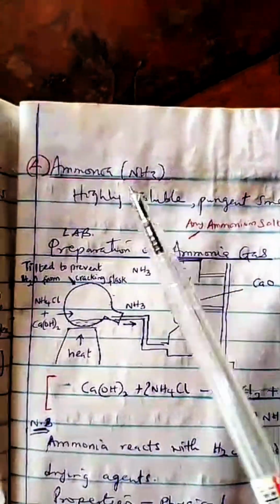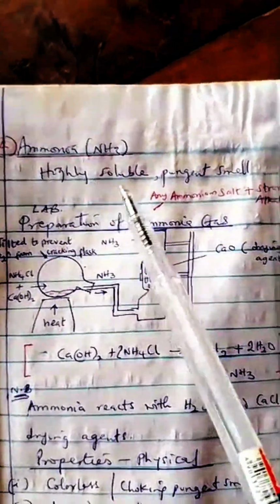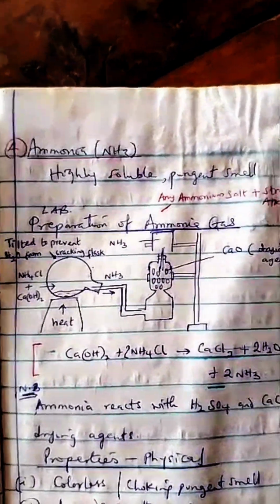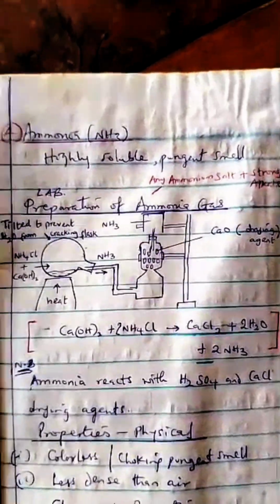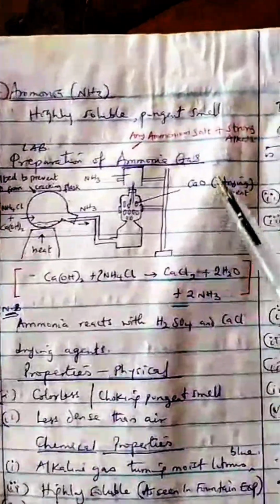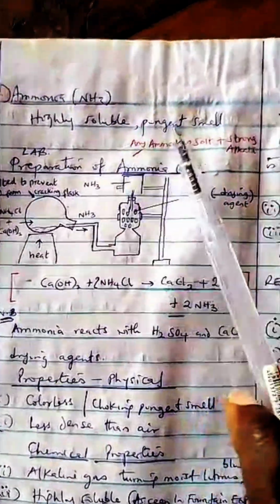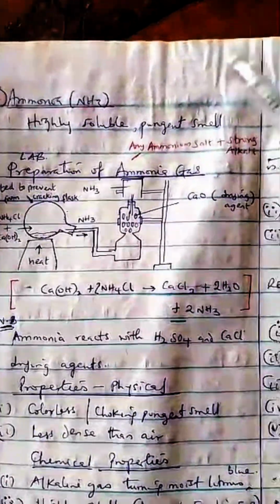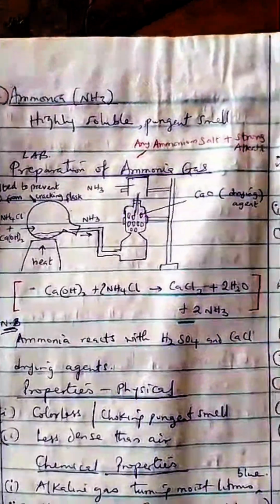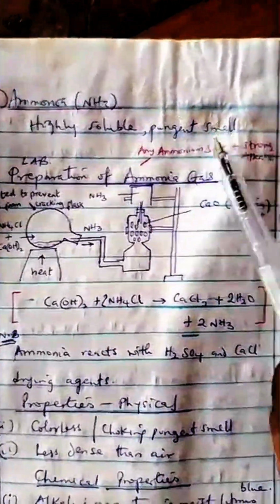Now let's look at another typical compound of nitrogen, which is ammonia, NH3. Ammonia is highly soluble and has a pungent smell. Just think about our urine. Our urine contains high ammonia content. That's why it has a bad smell.